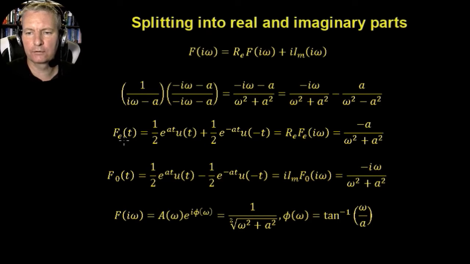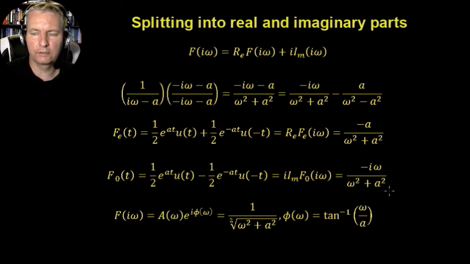Okay, so that's the even function of our e to the at u of t. The Fourier transform of that is going to be given by minus a upon omega squared plus a squared. And the purely odd part of the function of time is given by this function, the imaginary odd part, and the Fourier transform is given by minus i omega upon omega squared plus a squared. Now we'll look at these in a minute in the actual graphical form, and you'll see it makes it a bit easier to understand.